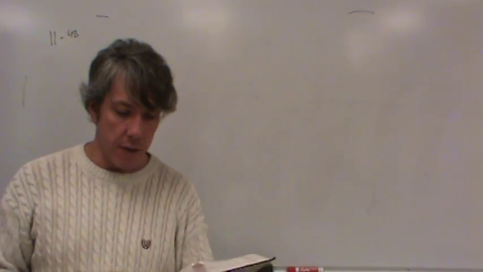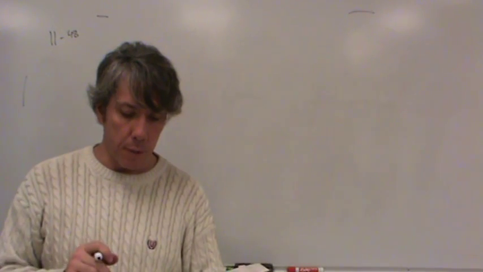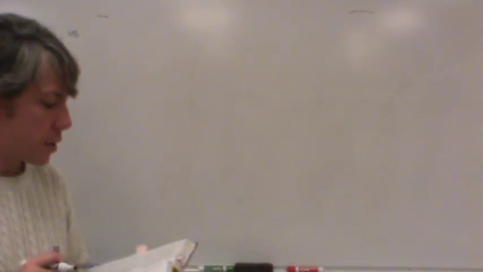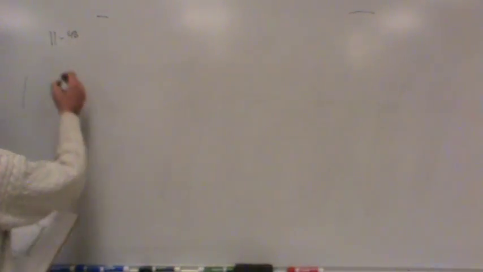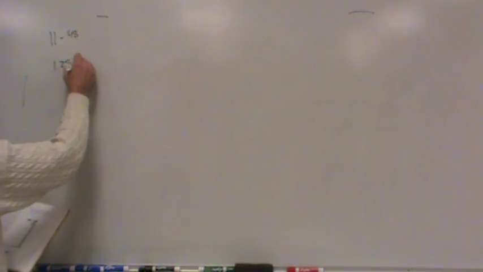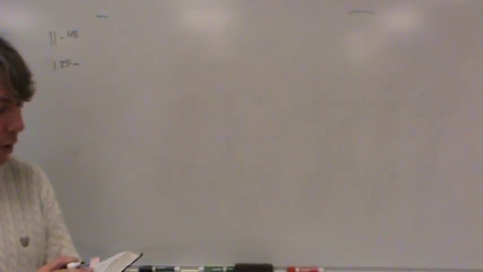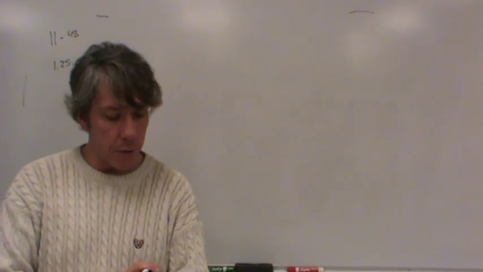This is problem 1148. It's on page 635. It says repeat problem 1133 if the column has an initial crookedness of 1.25 inches. So the only thing we're given so far is the 1.25 inches of crookedness. Page 634 contains problem 1133 that was referenced.